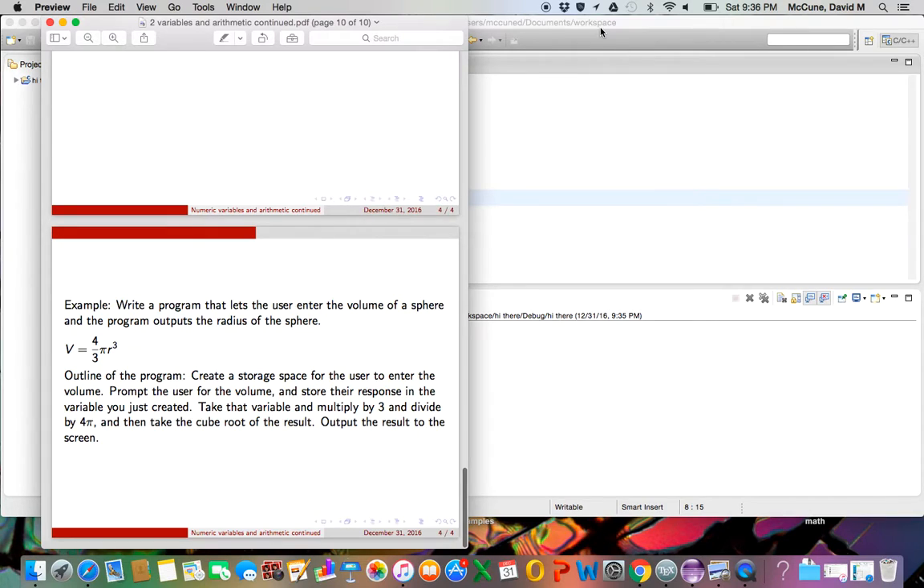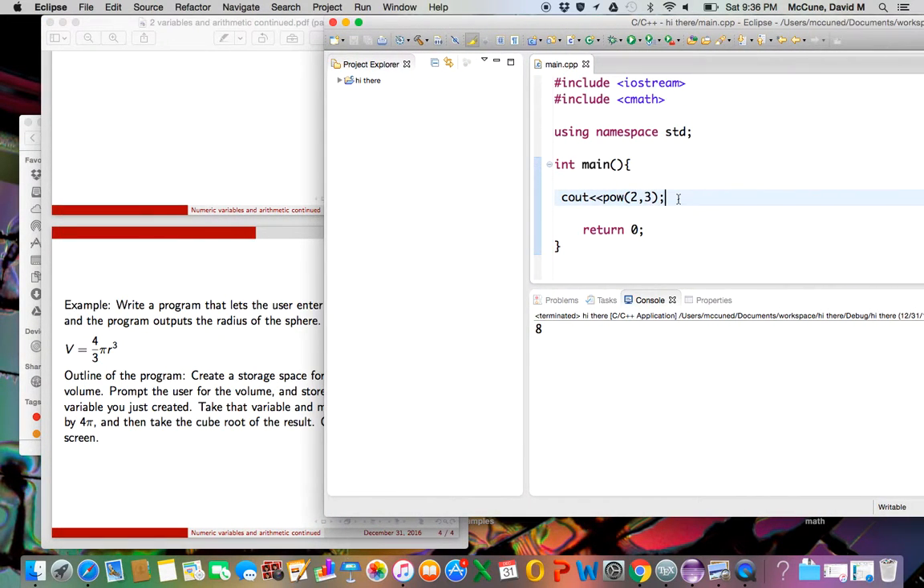So let's walk through that here. Let's create a couple of variables. So first, the user is going to give us a volume. Let's just say for now we know that the volume will be a whole number. That's what we are expecting from the user. We need another storage space for radius.